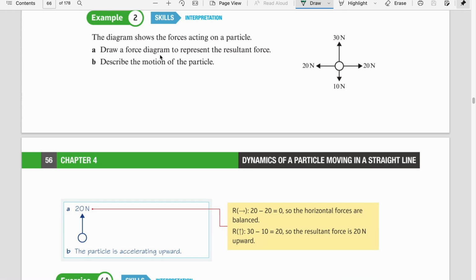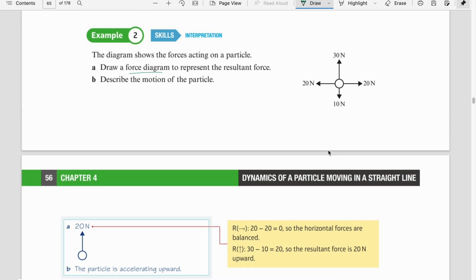Example question: draw a force diagram to represent the resultant forces. So we can see this is 20 to the left and 20 to the right. So net in horizontal is 0, and 30 upwards, 10 downwards, so net is 20 upwards. So this is my resultant diagram.